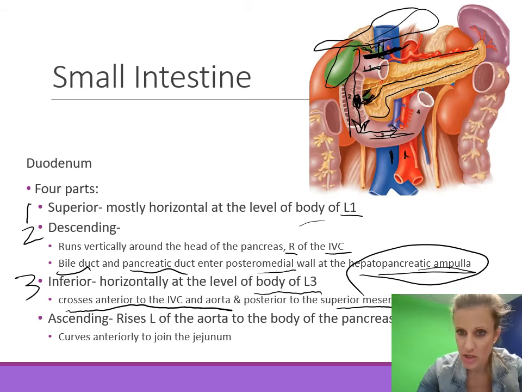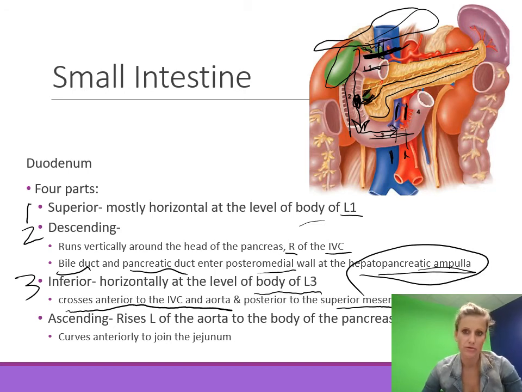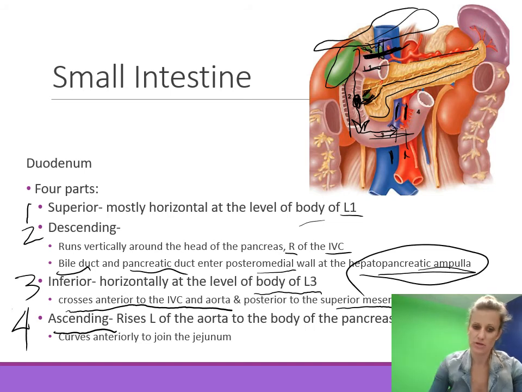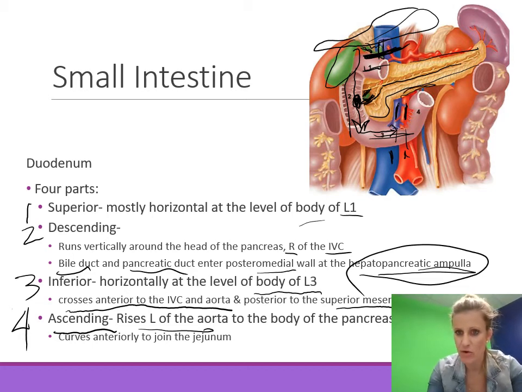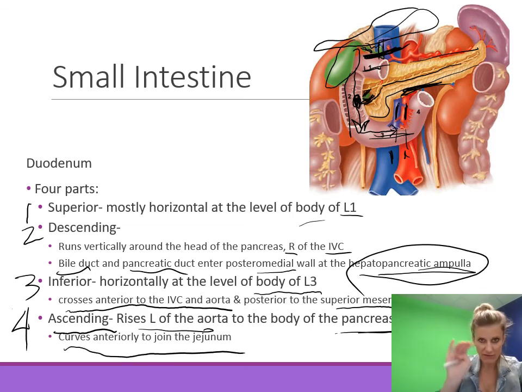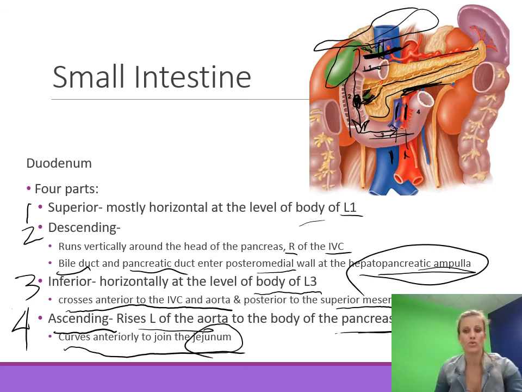And that's what you see here. This is the superior mesenteric vein. This is the superior mesenteric artery. They cross over the top of the inferior portion of the duodenum. The last section of the duodenum is the ascending portion. This ascends, right? It rises up just left of the aorta to the body of the pancreas. Okay? It stops at the inferior border of the body of the pancreas. And then at that part, at the level of the pancreas, it curves forward. That's that flexure and joins the duodenum, or becomes the duodenum. So like right here, it comes forward and then flexes down.